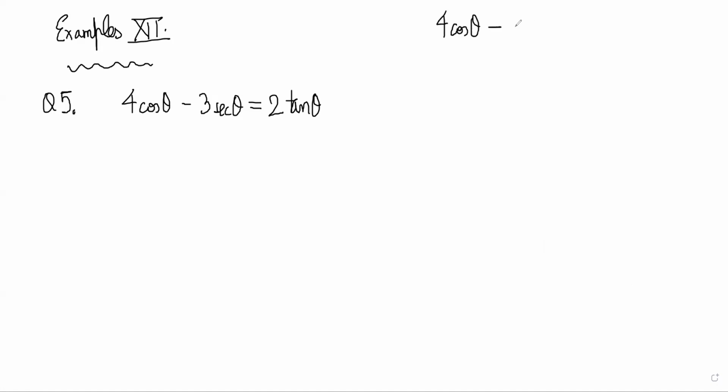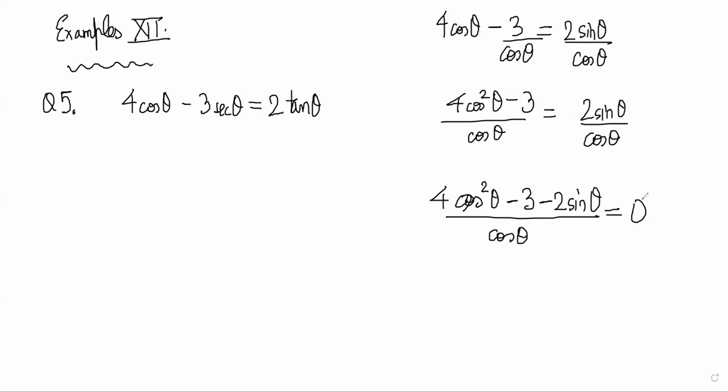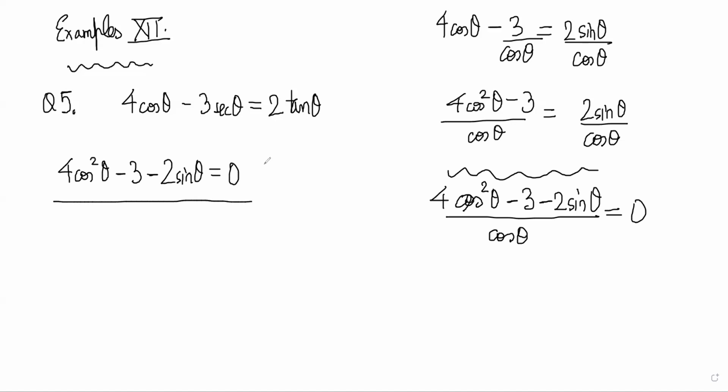We'll say 4 cos theta minus 3 by cos theta is equal to 2 sine theta by cos theta. Right? This becomes, if you take cos theta denominator, 4 cos square theta minus 3 is equal to 2 sine theta by cos theta. And you bring everything to one side, you get 4 cos square theta minus 3 minus 2 sine theta by cos theta equals 0. So our equation is, when the top part becomes 0, it will become 0. 4 cos square theta minus 3 minus 2 sine theta is 0. Now this equation we have to solve.